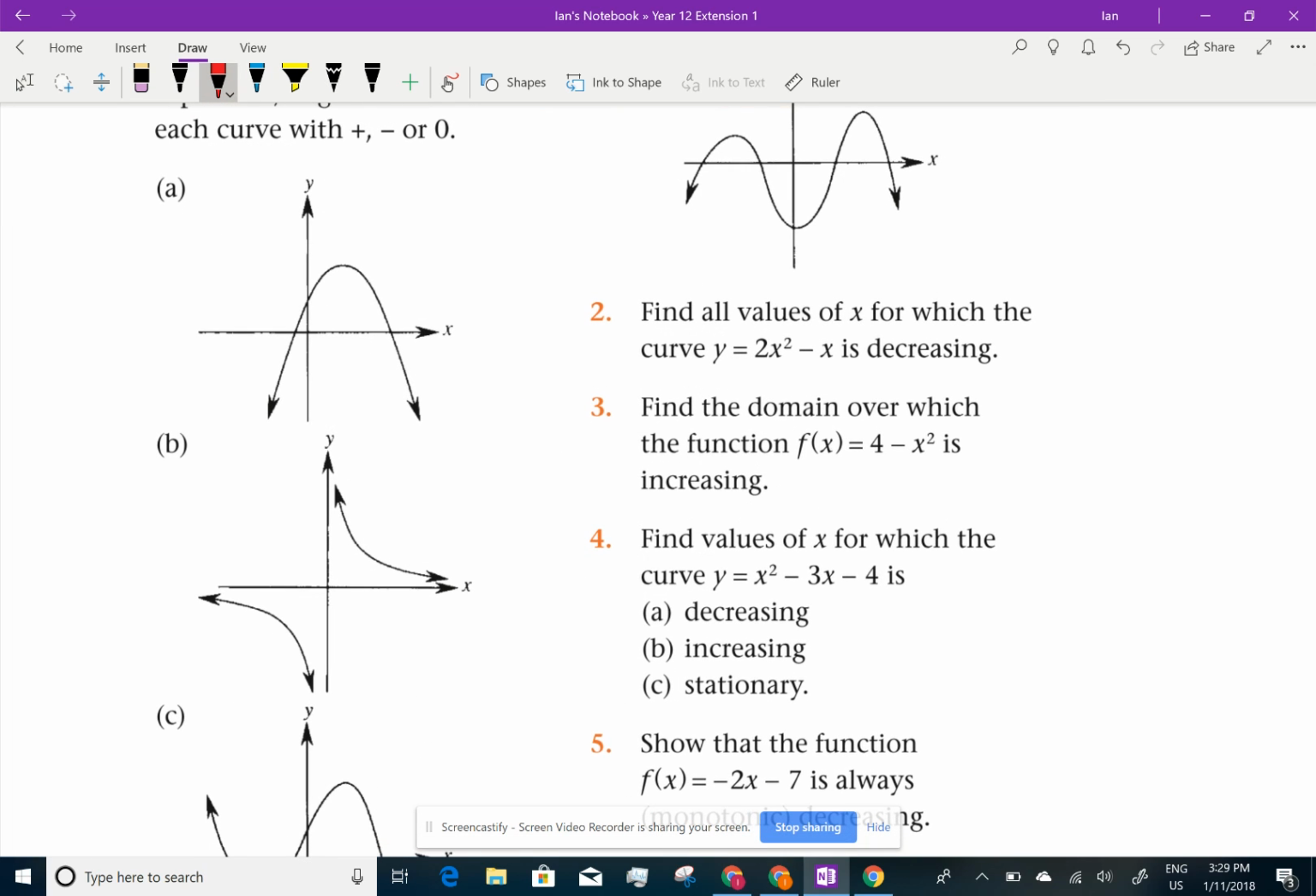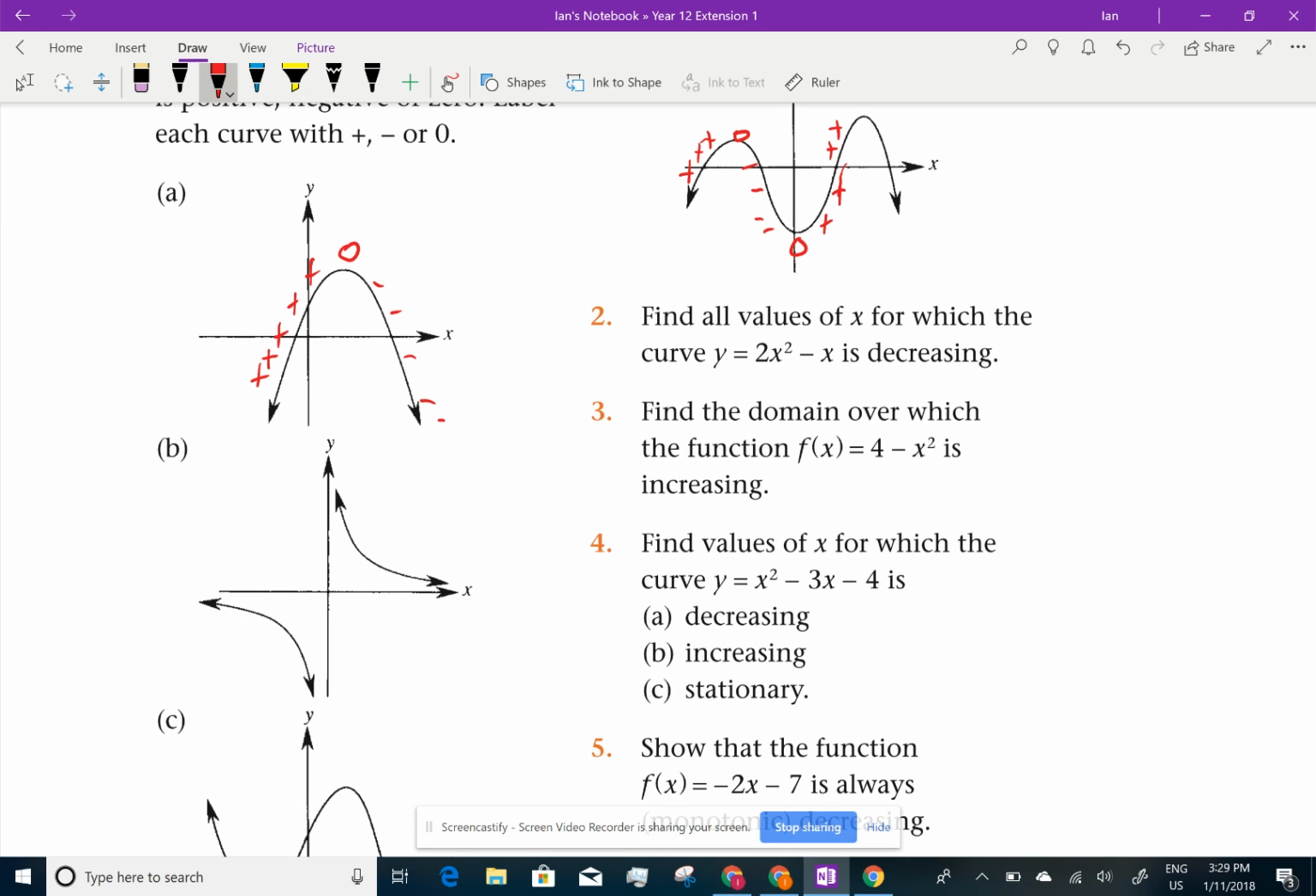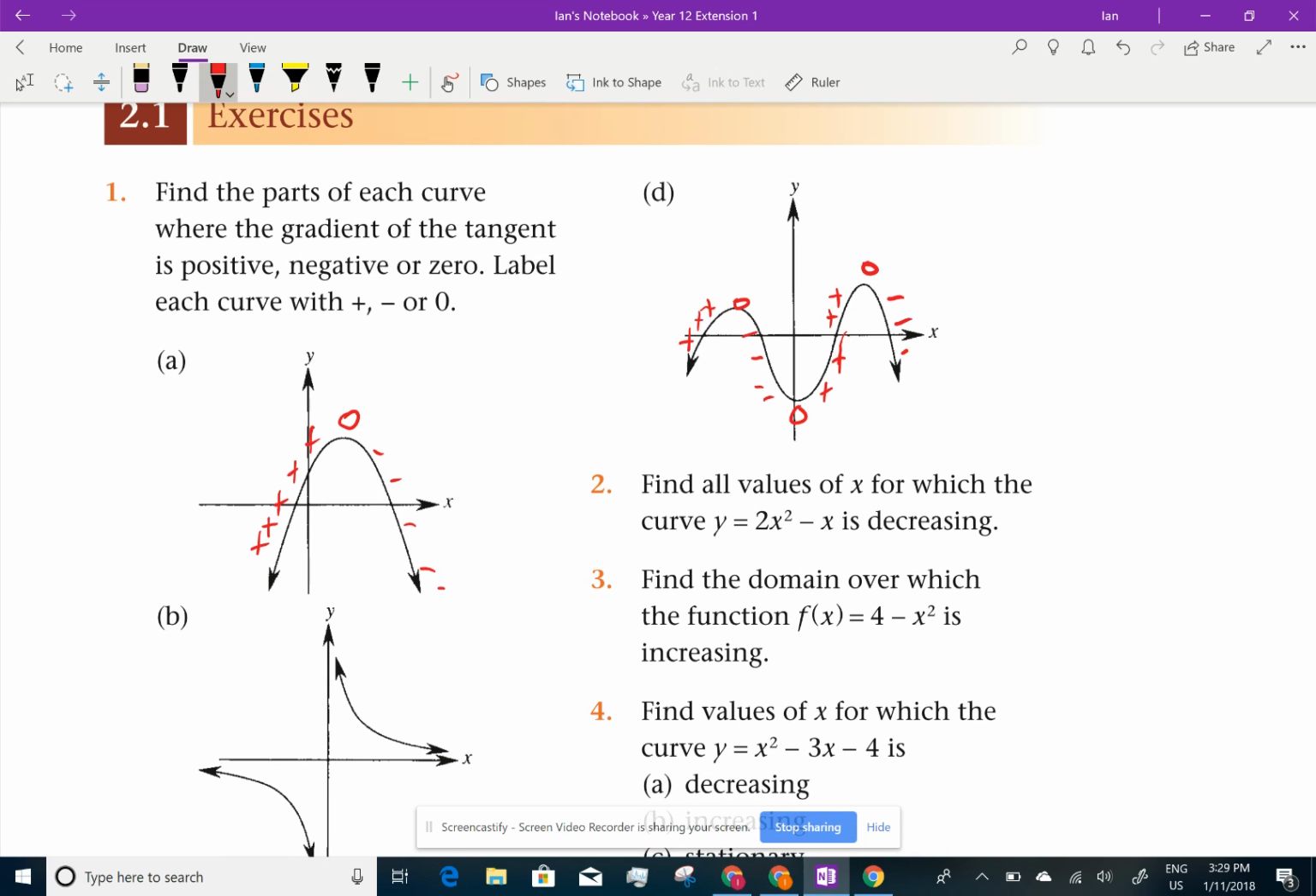So what happens here? Positive, positive, positive, 0, negative, negative, negative. Oh, look at this one. Positive, positive, positive, 0, negative, negative, negative, 0, positive, positive, positive. Come on, scroll down. 0, negative, negative, negative. Okay, so it's this one. This one is increasing, then 0, decreasing, 0, increasing, 0, decreasing. Okay.